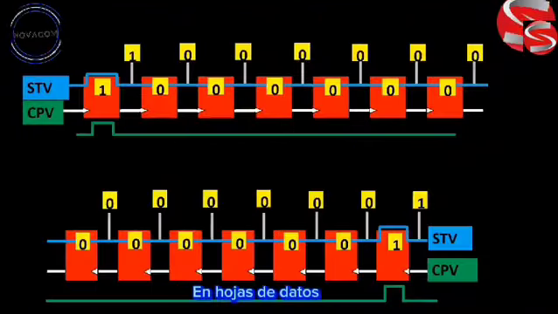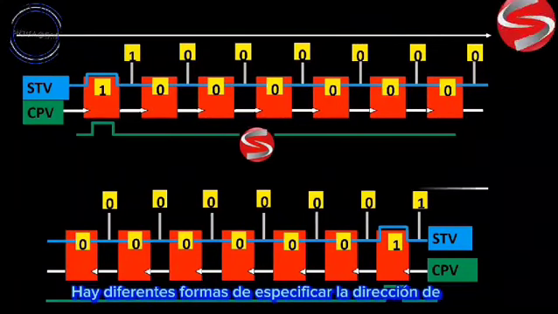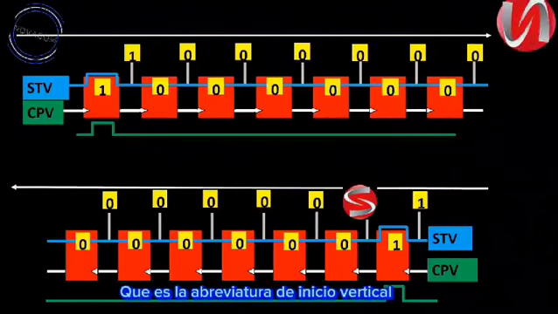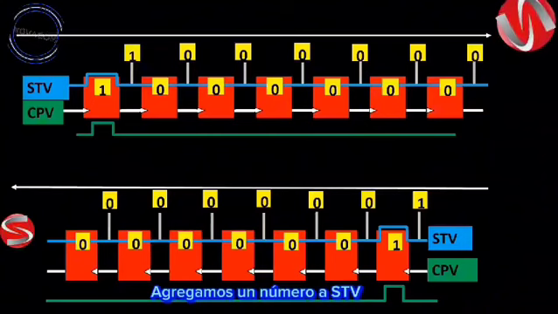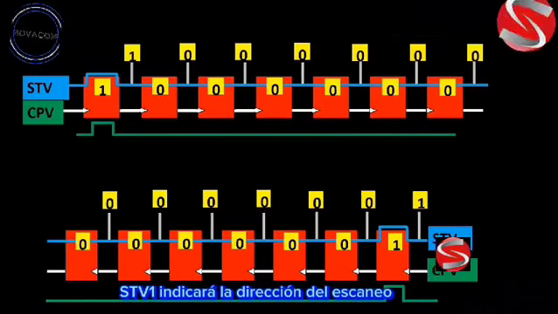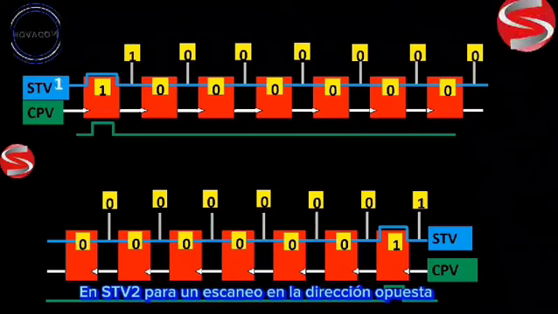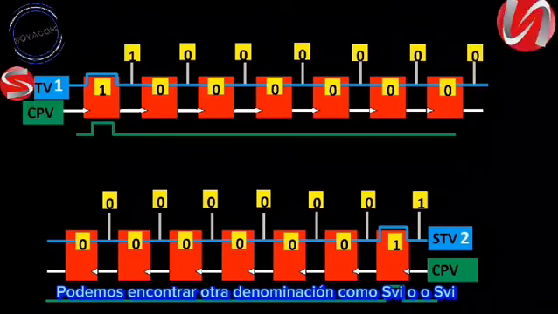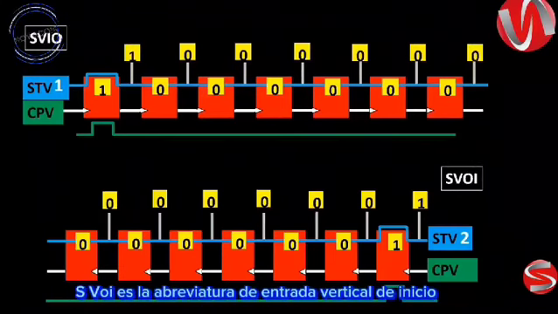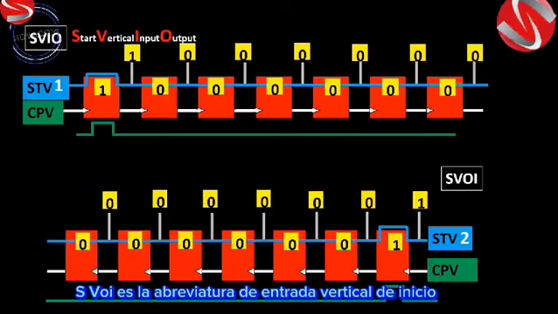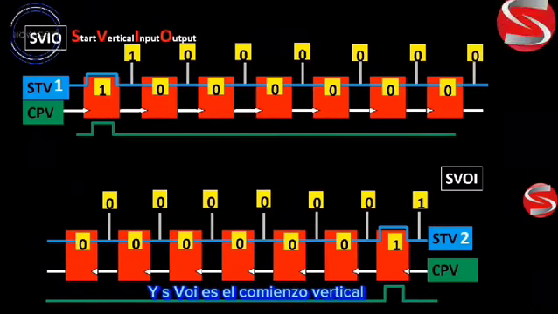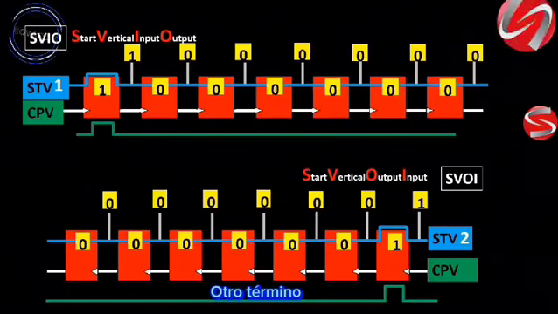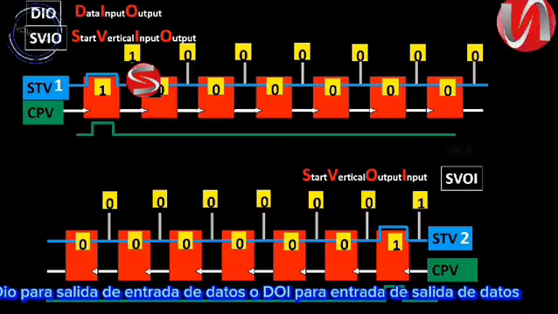On datasheets, there are different ways to specify the direction of operation of bidirectional registers. For example, for STV, which is the abbreviation of vertical start, we add a number to STV. STV1 will indicate the direction of the scan from left to right, and STV2 for a scan in the opposite direction. We can find another denomination like SVIO or SVOI. SVIO is the abbreviation for start vertical input output, i.e. a scan from left to right, and SVOI is the start vertical output input for a scan from right to left. Another term, DIO, for data input output, or DOI, for data output input.